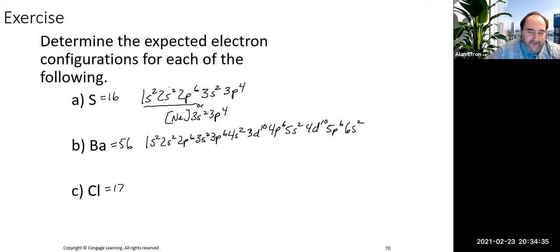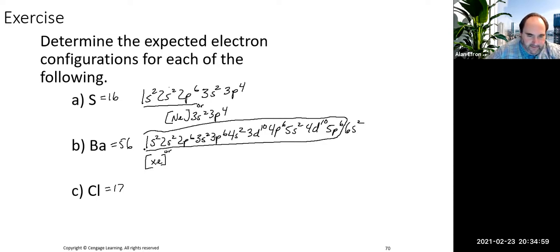So what do we have there? 20, 30, 36, 46, and 6 is 52. So I think we're there at that point, I believe. We also could just go with xenon, which is 54, which should take us to about here, and then finish it up with 6s2. Any questions on that particular one there?